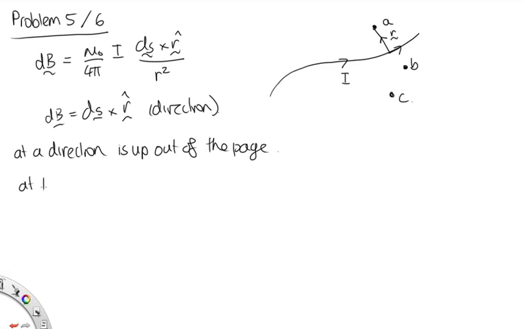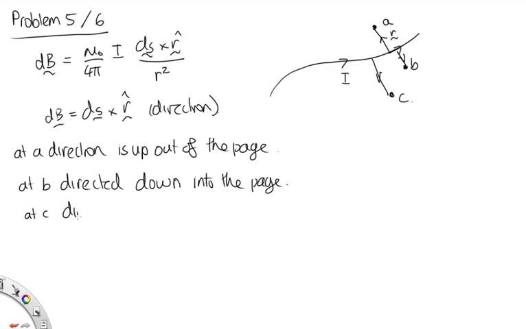Now at B, in this case r is in this direction and ds is in the same direction. So ds cross r, just using the right hand rule, is down into the page. And at C, here's the r direction, and you can see that this is going to be down into the page as well. And as at C, the r is much bigger than at B, this will have a smaller magnitude.